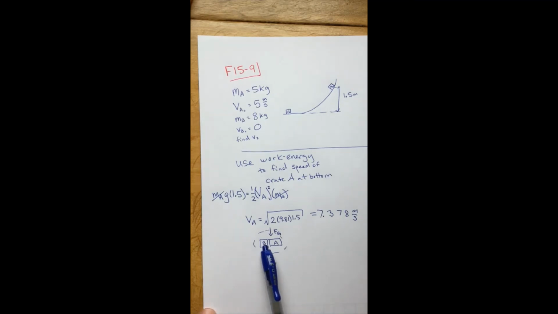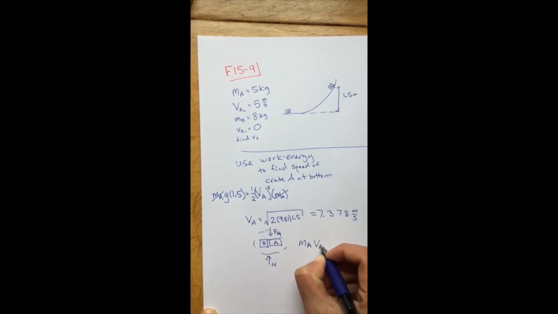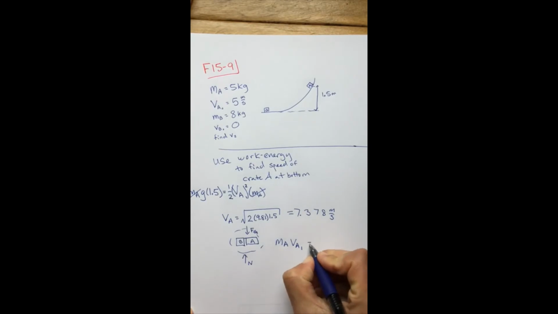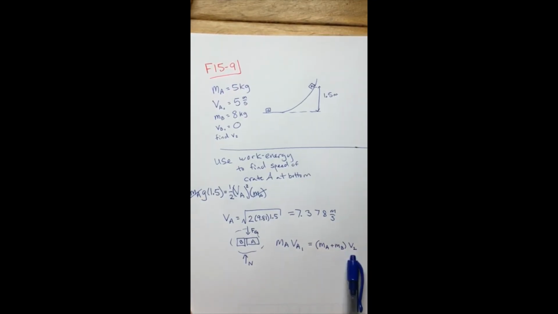Crate B is at rest to begin with, so the total momentum initially is just coming from crate A. That's the mass of crate A times the speed of crate A when it reaches the bottom of the incline, which we solved up here, is equal to, since afterwards the two crates are moving together, the total mass of the system, MA plus MB, they're both moving together, times the velocity which we're looking for. Since they're moving together, we'll just call that V2 for both of them.